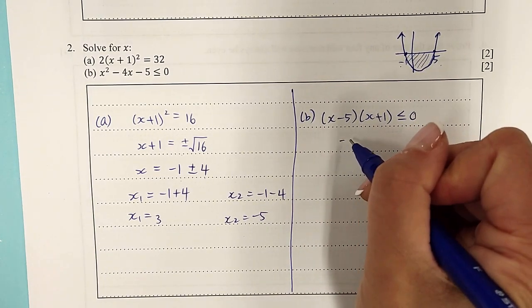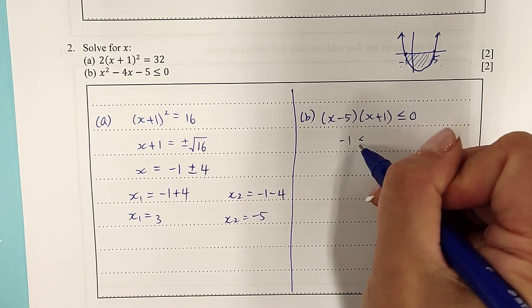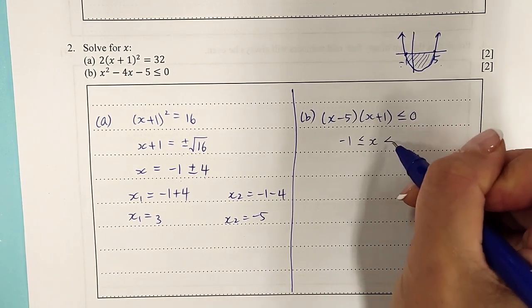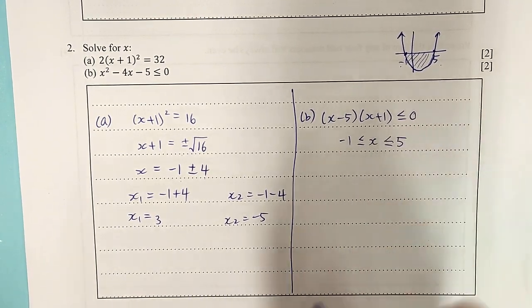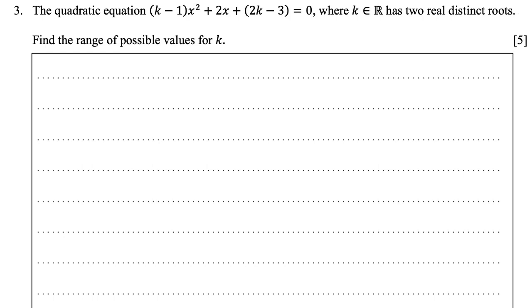So my final answer is going to be minus 1 is less than or equal to x, which is less than or equal to 5. All right, please take 5 minutes and try this question on your own.